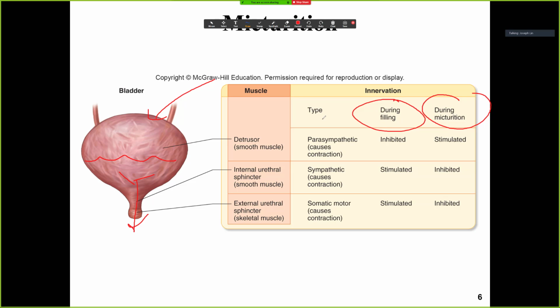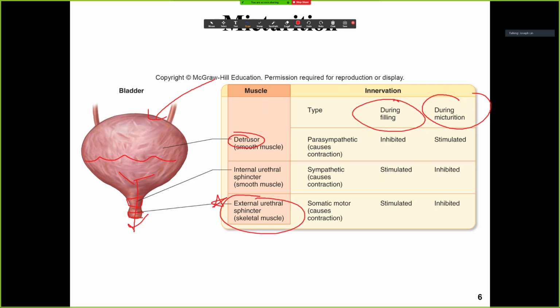So filling, what happens is you have a smooth muscle that surrounds the entirety of the bladder called the detrusor. On the bottom end, inside of it, you have the IUS, internal urethral sphincter, and then on the bottom end tip, you have the external sphincter. So the external sphincter is the one you can, to some degree, control, right?